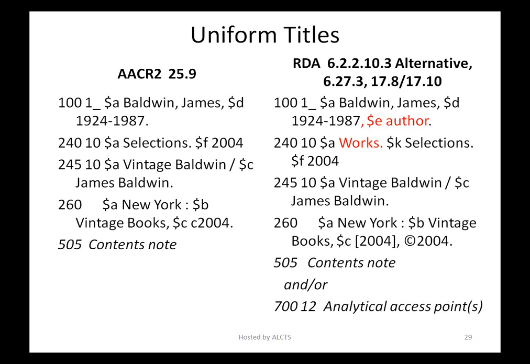Now, in fulfilling the 17.8 or 17.10 core requirements of expression manifested or work manifested, the cataloger would also need to give a contents note, either a contents note 505, which would be basically a structured description, or an analytical entry, or they could give both. They could give an analytical entry for each of the works in this selection, or for just the predominant one if they wanted to.